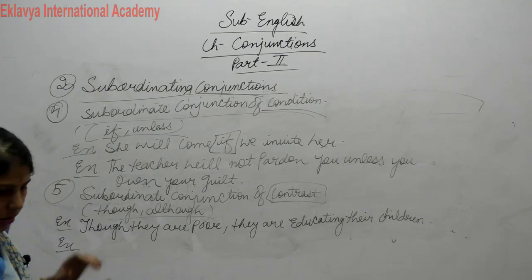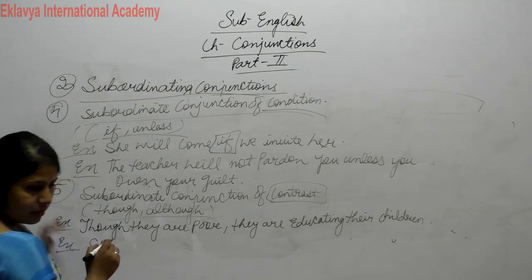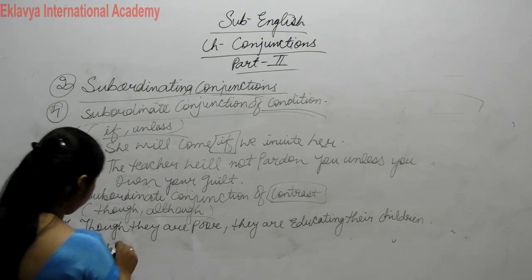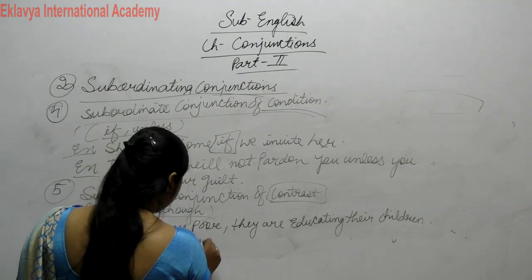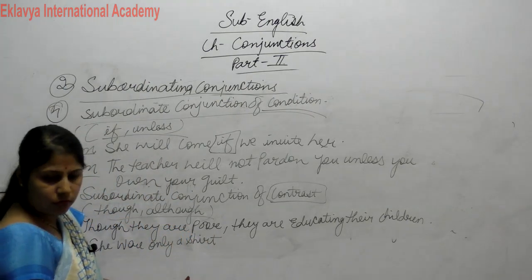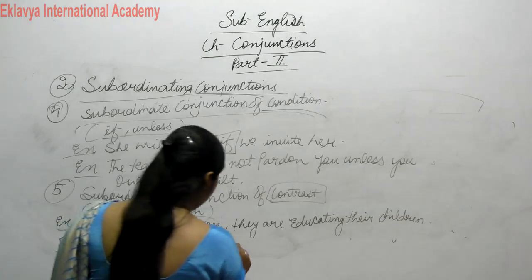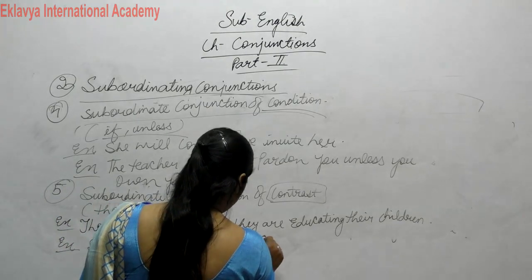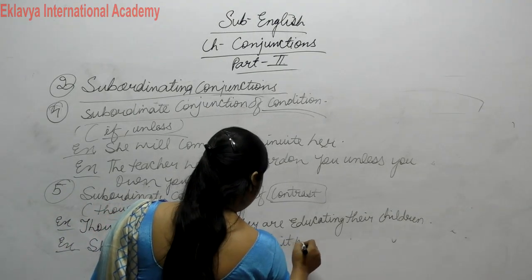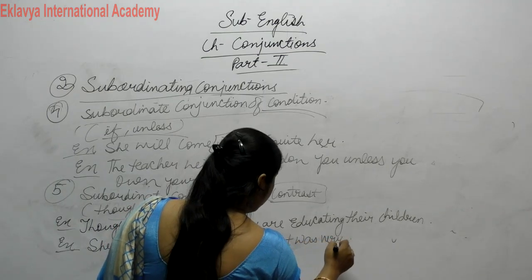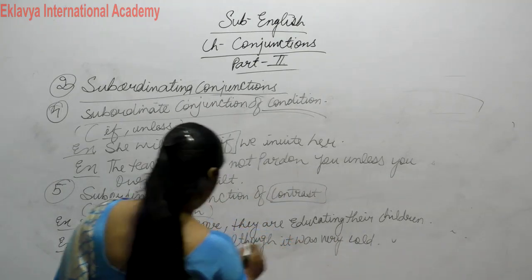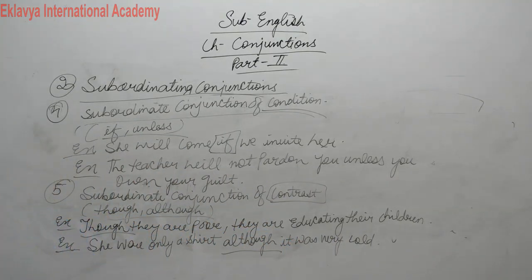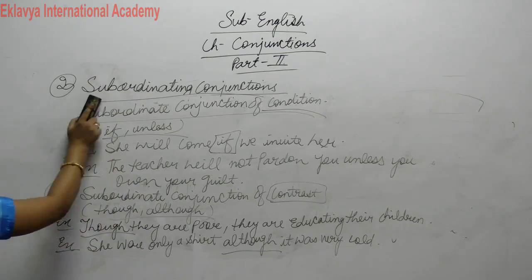Another example, write down, although: she wore only a shirt although it was very cold. Clear? So this way we use our next conjunction, that is subordinate conjunction of contrast. Now sixth one.